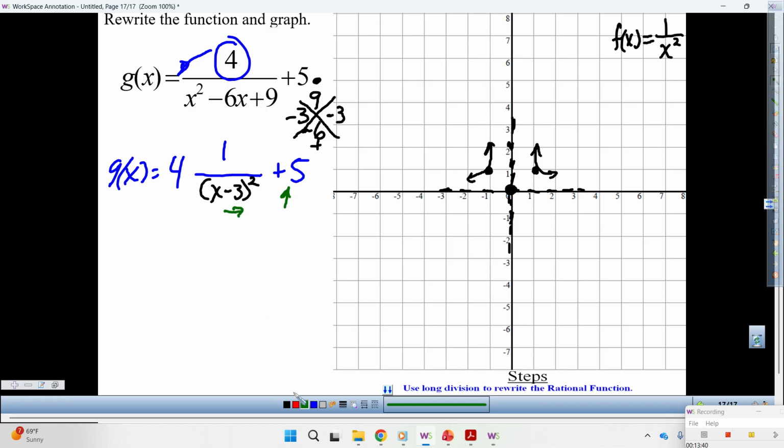3 right, 5 up. So now my new asymptote is here and here. And technically, my point is here and here. Is that correct? However, what does this tell us to do with those 2 points? Tell your neighbor.